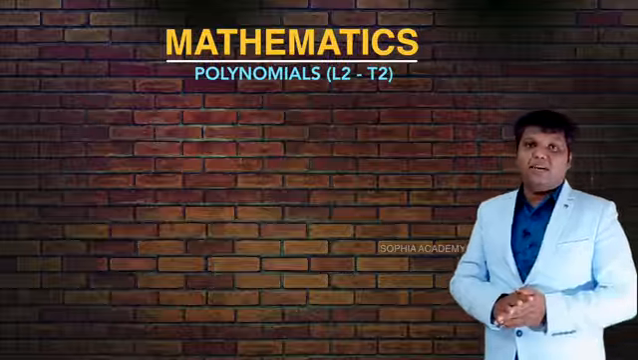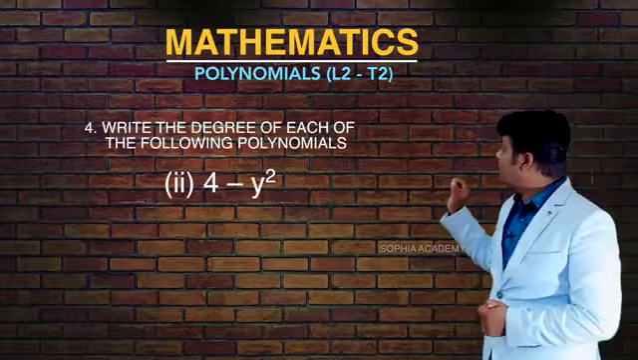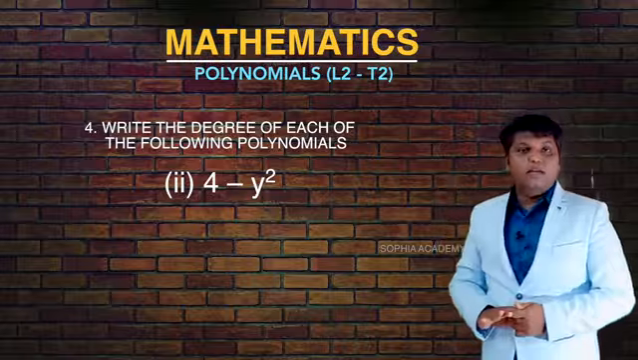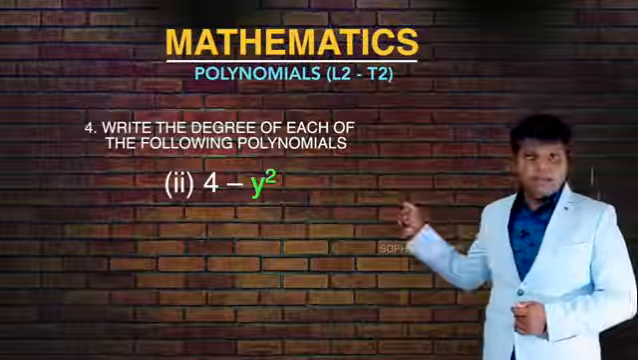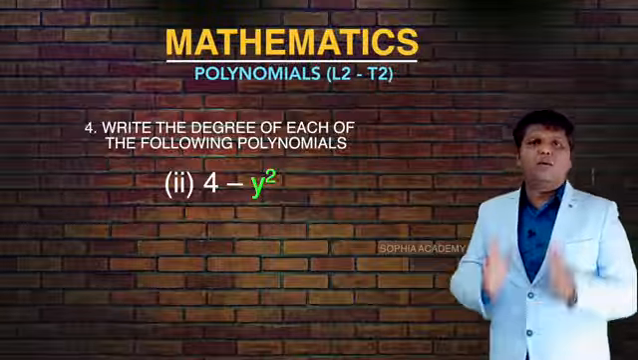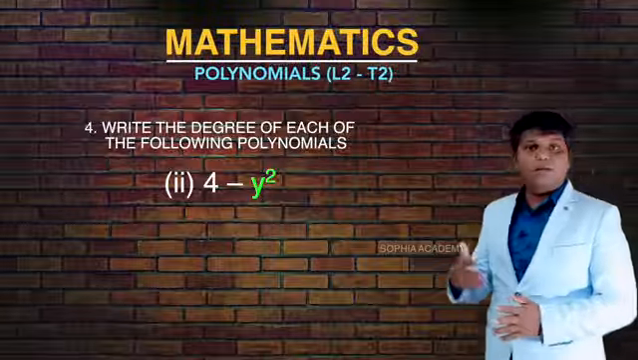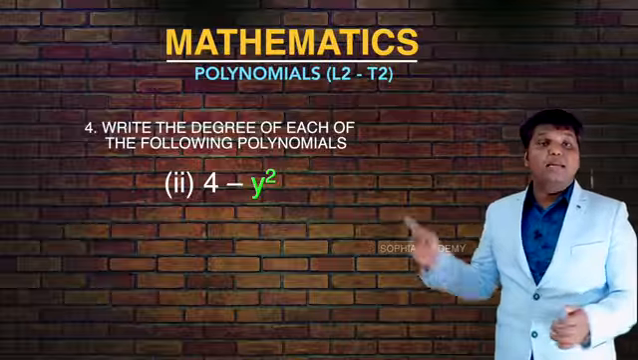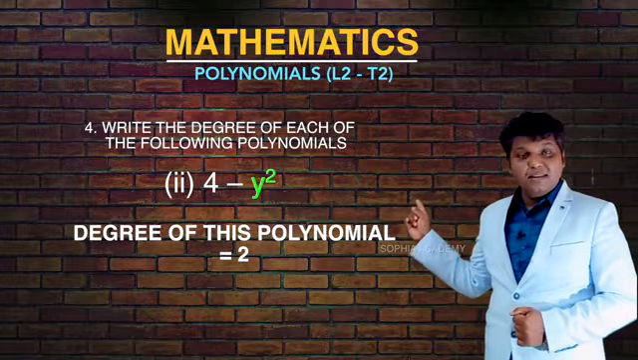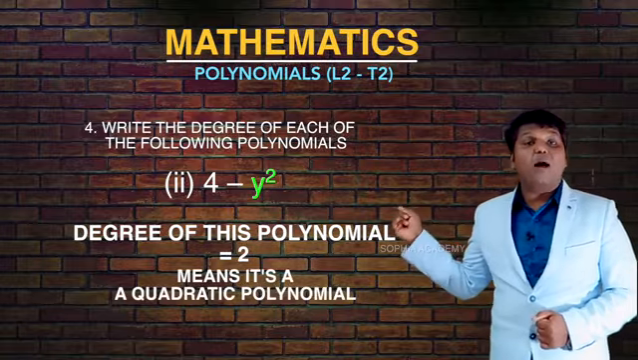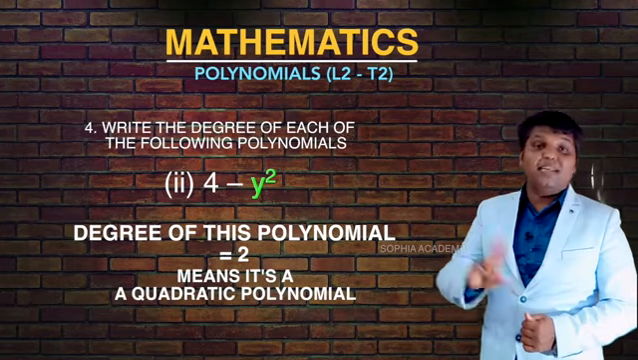Now let us check out the second question: 4 minus y square. Here fix your eyes on the term y, because that is the variable given here. Y square is the only variable term, which means y raised to the power 2. So we can say the degree of this polynomial will be 2, right? And what does it mean? It means that this is a quadratic polynomial because the degree is 2.